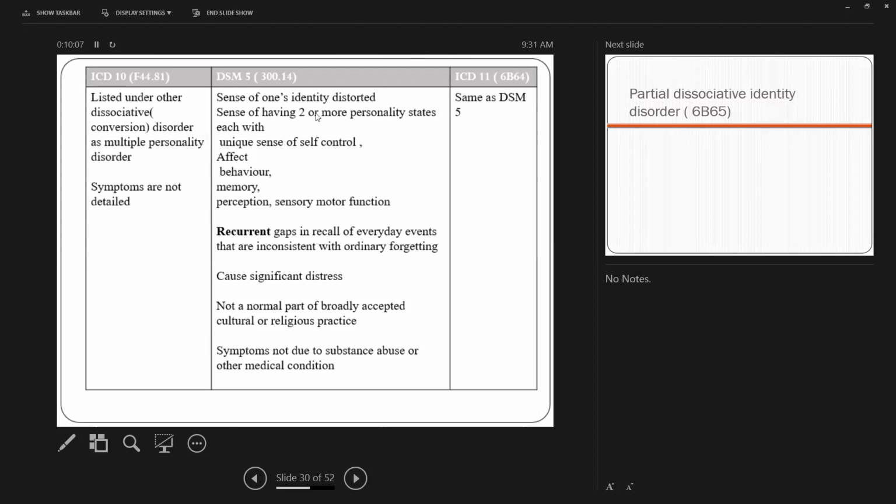In DSM-5, the sense of one's identity should be distorted, with a sense of having two or more personality states, each with a unique sense of self-control, affect, behavior, memory, perception, and sensory and motor functions. There should be recurrent gaps in the recall of everyday events that are inconsistent with ordinary forgetting. It should cause significant distress, and it should not be a normal part of a broadly accepted cultural or religious practice, and symptoms are not due to substance abuse or other medical conditions. Again, in ICD-11, the criteria is similar to DSM-5.